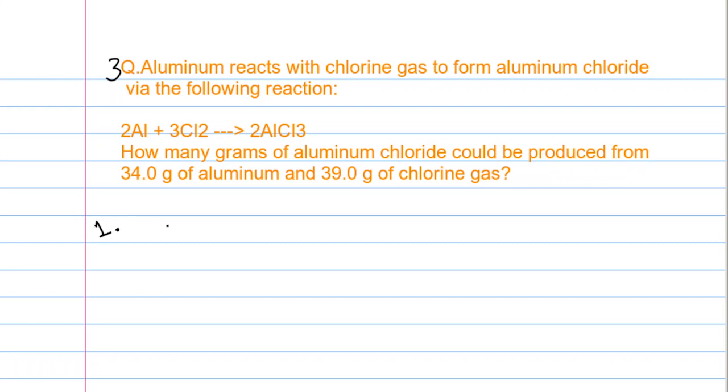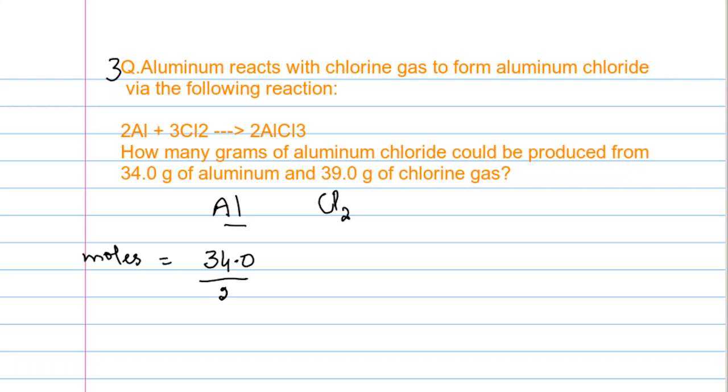First of all, we will check what we have: aluminum plus chlorine. The value of aluminum given is 34.0 grams. If we have to calculate the moles of both, then we use mass over Ar.